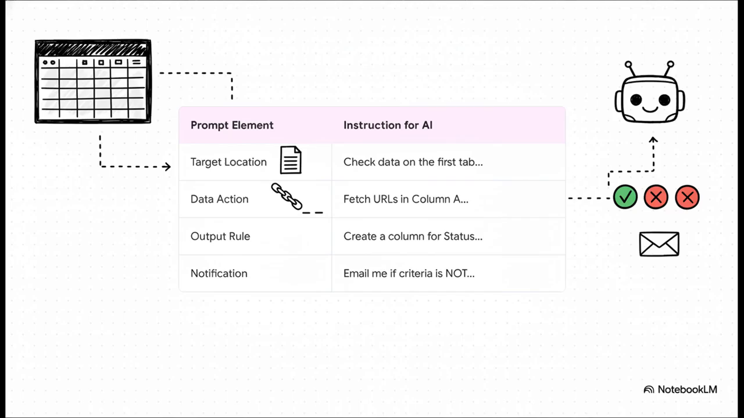You need to tell the AI exactly which tab to check, exactly which column holds the URLs, and what to do with the output. You can even dictate the conditional formatting, like tell the AI to paint a cell green if it returns a 200 status code, and to only send you an email notification if a specific check fails. That level of detail is what ensures your AI-generated script works perfectly on the very first try.